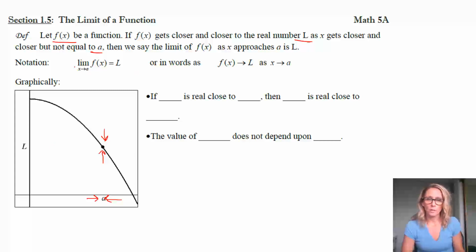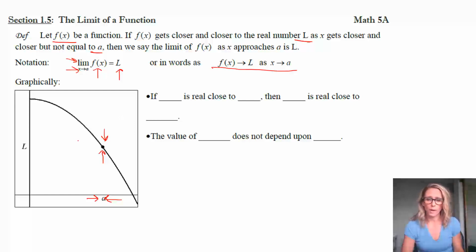So we have some notation for a limit. This is the limit as x approaches a of f of x equals L. This is the most common one. We don't see this other one quite as much. It's more likely to see the first one, but that's how it's read.